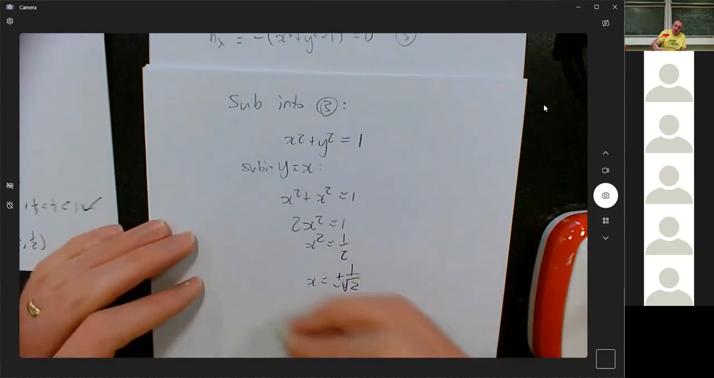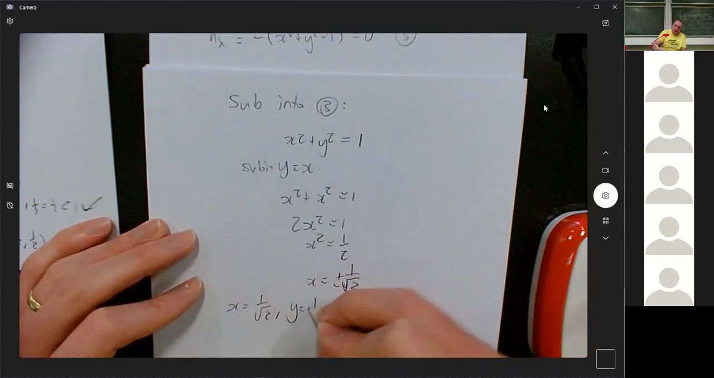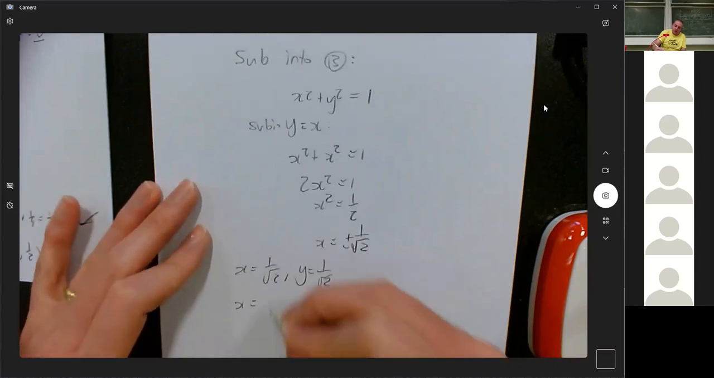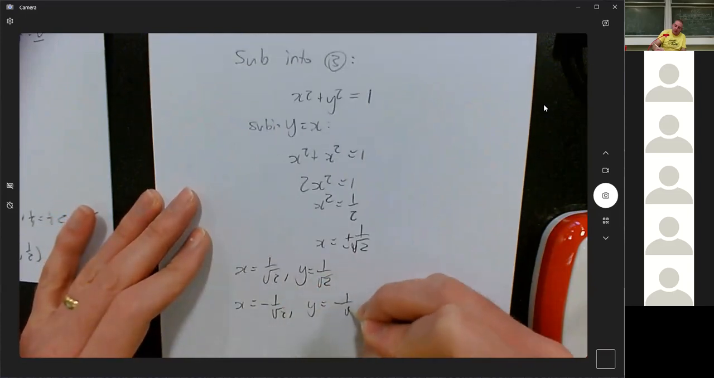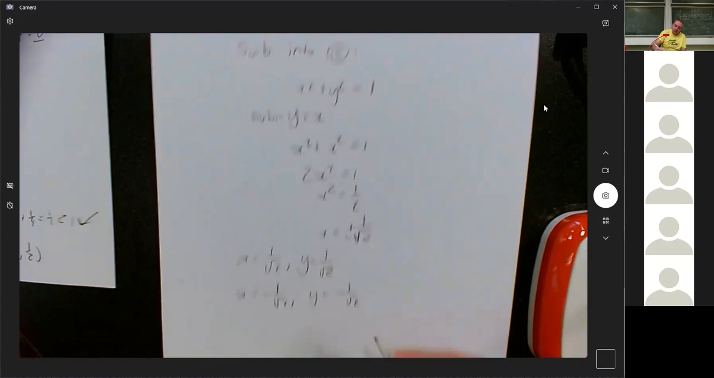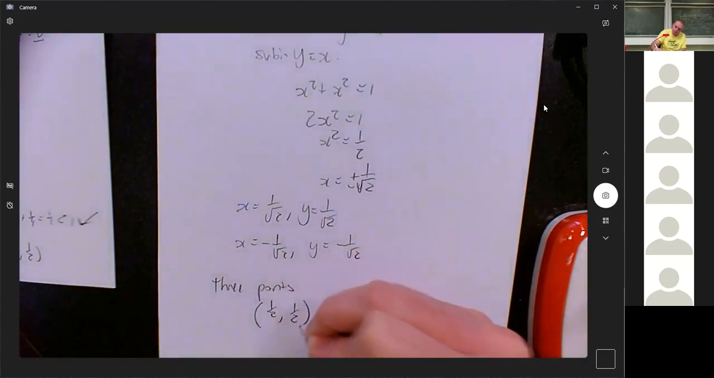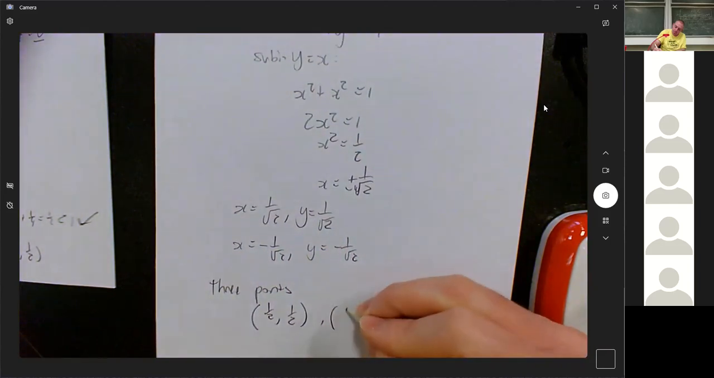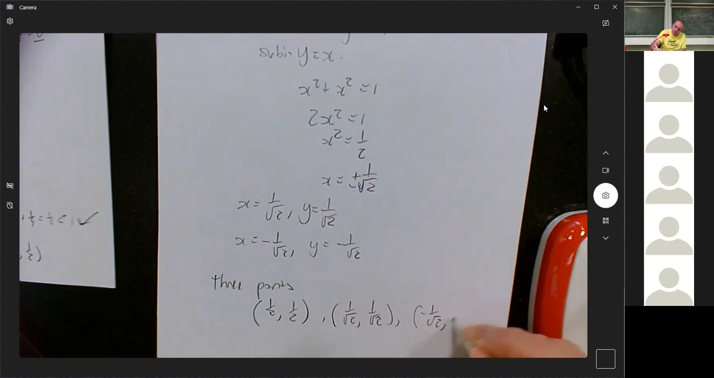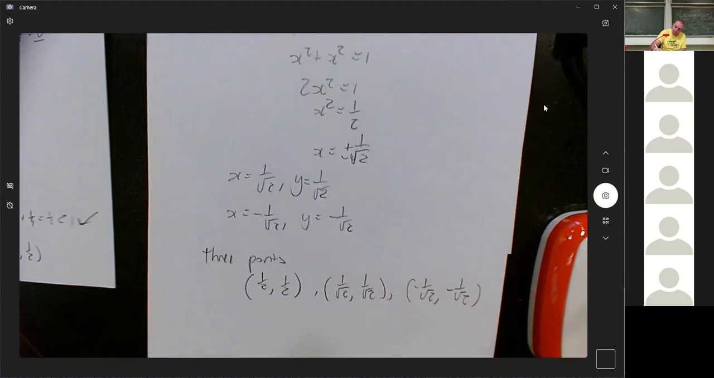A half, a half, which is a critical point in the interior, and 1 on root 2, 1 on root 2, which is a point on the boundary, and minus 1 on root 2, minus 1 on root 2, which is also a point on the boundary. And the value of f at each of those: f of a half, a half is a half squared plus a half squared minus a half, which is a quarter plus a quarter minus a half, so that's a half minus a half, so that's minus a half. And f of 1 on root 2, 1 on root 2 is 1 on root 2 squared plus 1 on root 2 squared minus 1 on root 2 minus 1 on root 2. Well, that's 1 because it's on this boundary anyway, so that's a half plus a half, which is 1, so you get 1 minus 2 on root 2.